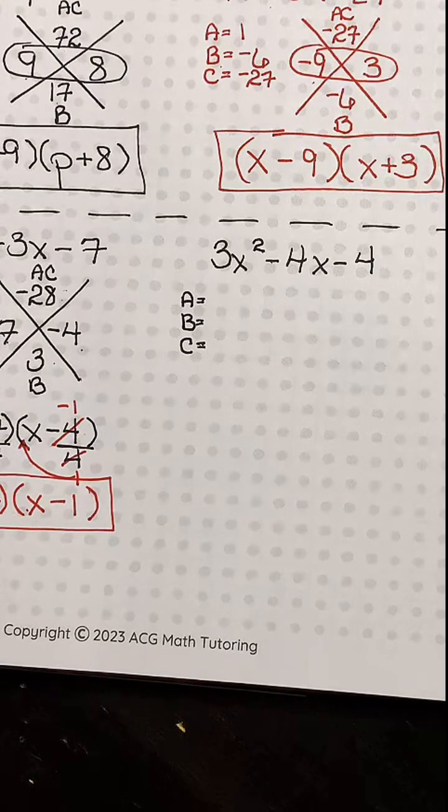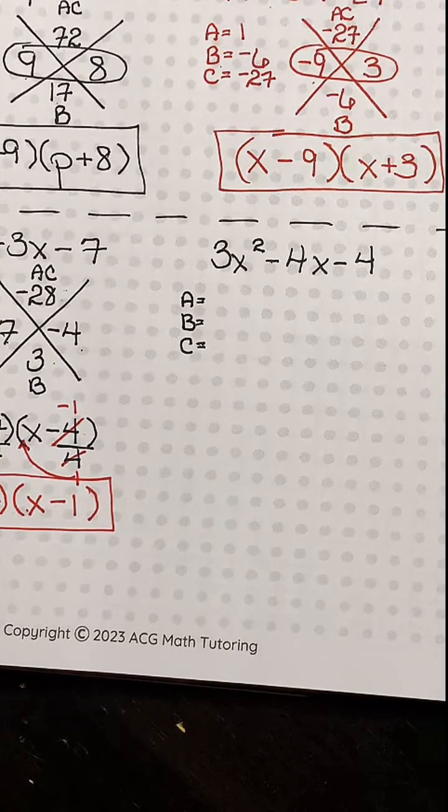Okay, what's my A, my B, and my C? You could just list them. You don't have to say A, B, C, but list it in order. Okay, so I was saying 3, negative 4, negative 4.